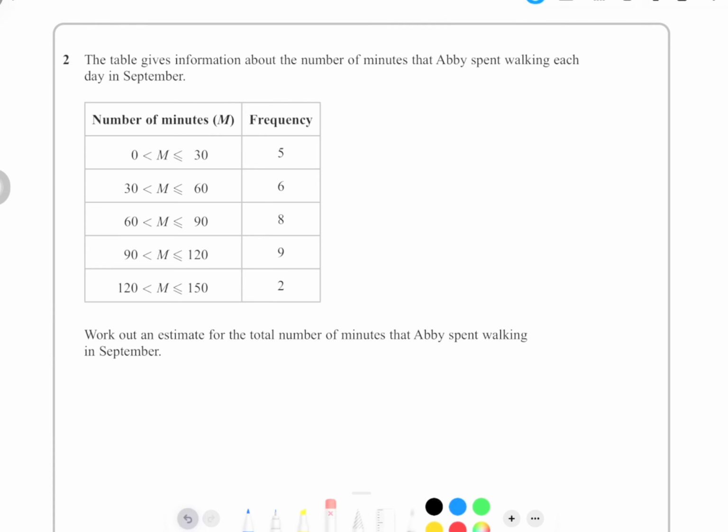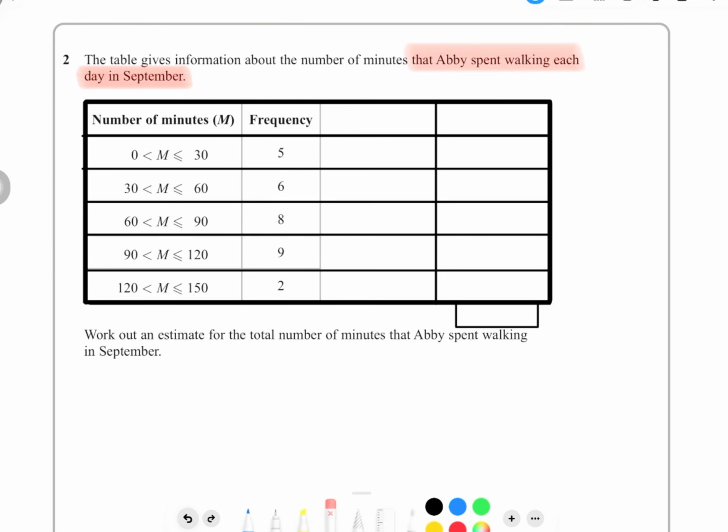Let's dive straight in. The question tells us that Abby went walking every day in September and her walking times have been grouped into intervals. We are asked to estimate the total number of minutes she spent walking that month.